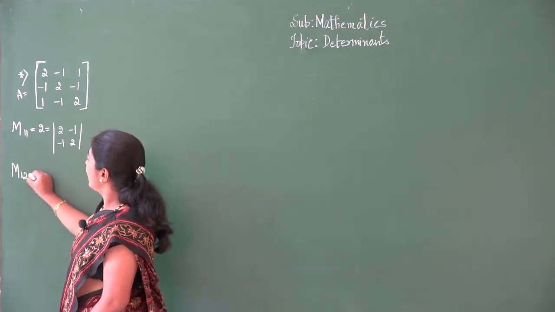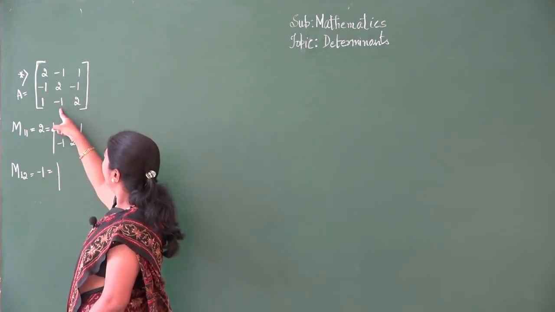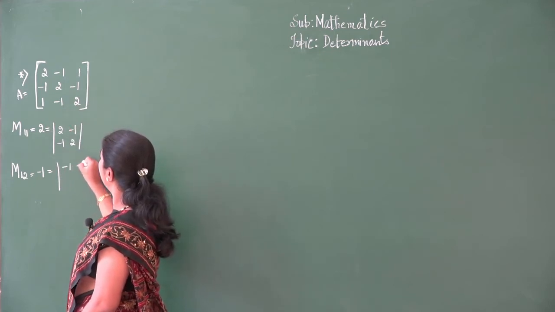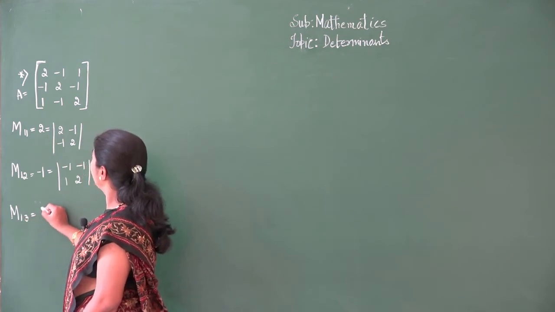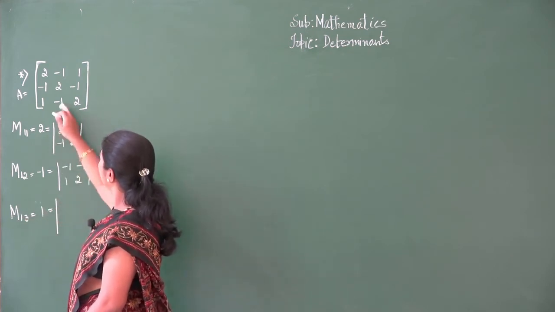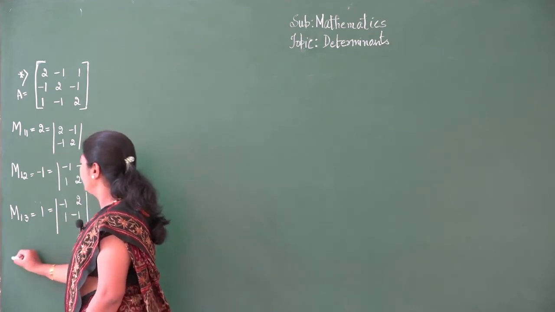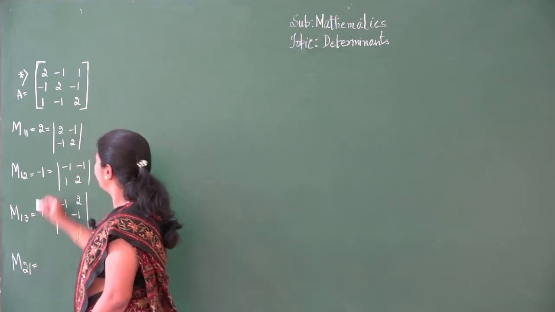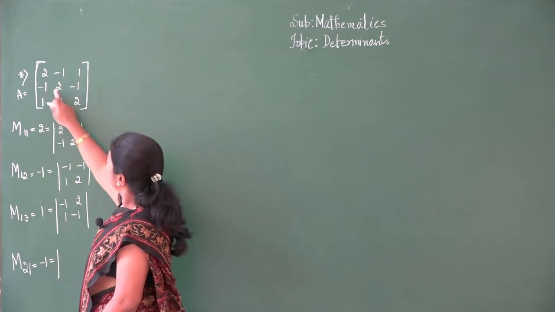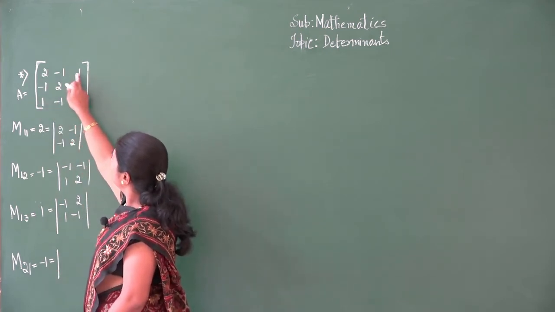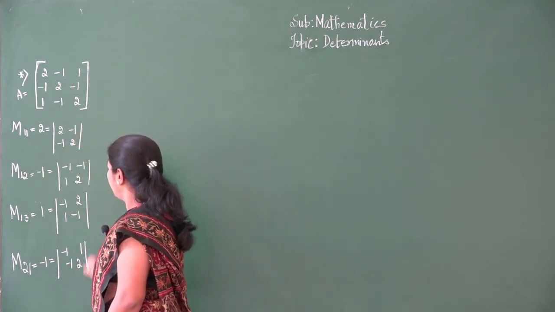Similarly, what is M12, minus 1? We are supposed to leave this row and the second column. Minus 1, 1, 2. M13: what is M13? That is 1, which is equal to minus 1, 2, 1, minus 1. What is M21? That is minus 1, which is equal to, leave this row, leave this column, minus 1, 1, minus 1, 2.